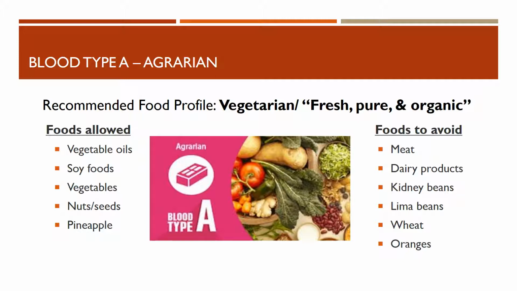So when we're talking about weight loss, the foods that are allowed on the blood type A diet include vegetable oils, soy foods, vegetables, nuts and seeds, and pineapple. And the foods to avoid are meat, dairy products, kidney beans, lima beans, wheat, and oranges.